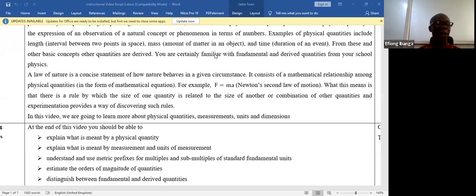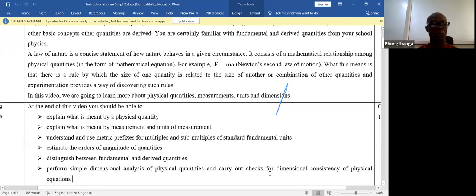What this means is that there is a rule by which the size of one quantity is related to the size of another quantity, or a combination of other quantities, okay? And it is through experimentation that we can find out how they are related. So experiments can help us to determine how quantities or sets of quantities are related to one another. Now, in this class, we are going to learn about physical quantities, measurements, units and dimensions. So you should be able to explain what is meant by physical quantity, measurement, fundamental and derived quantities, and so on and so forth. All right.